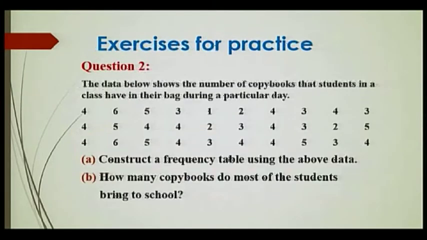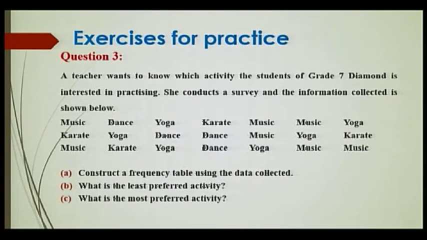The second question, so you've got a table here with some values. This shows the number of copybooks that students in a class have in their bag during a particular day. So you need to construct a frequency table and then answer this question: how many copybooks do most of the students bring to school?